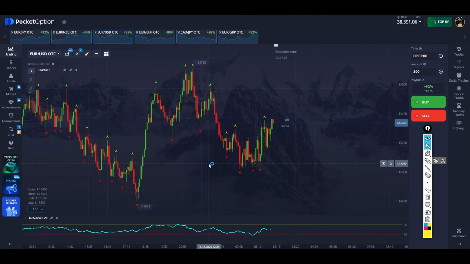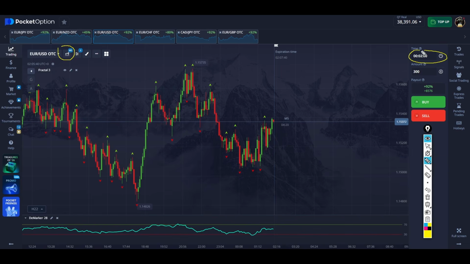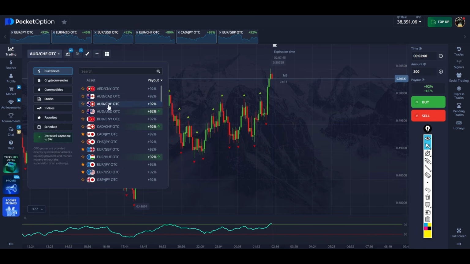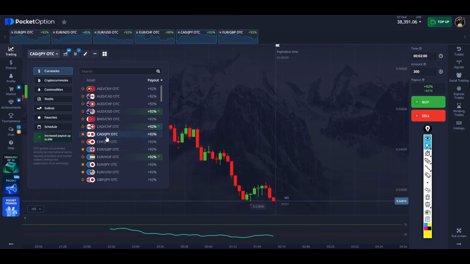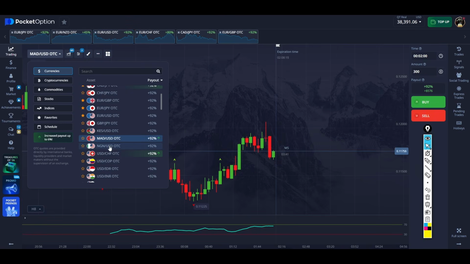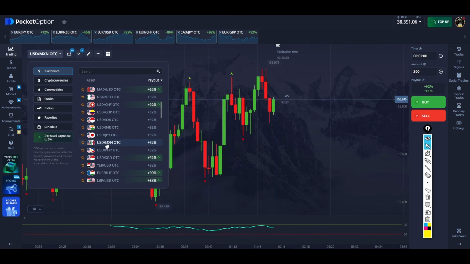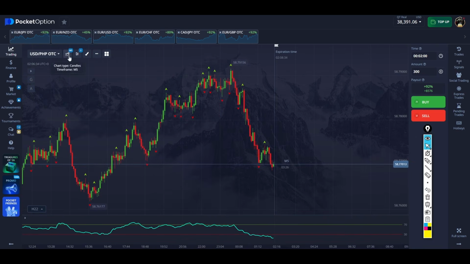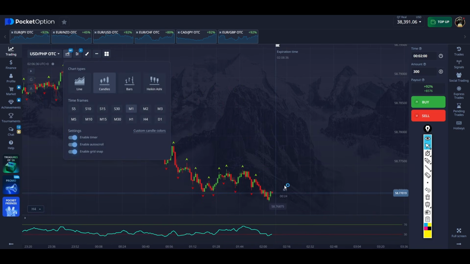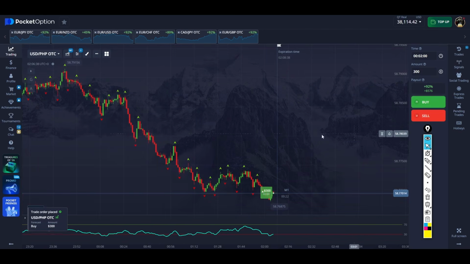Now I can start the trading session. I'll begin scanning for quality setups, and of course, I'll explain why I enter each trade. Let's focus on the US dollar versus the Philippine peso. Here's the core idea behind the strategy.